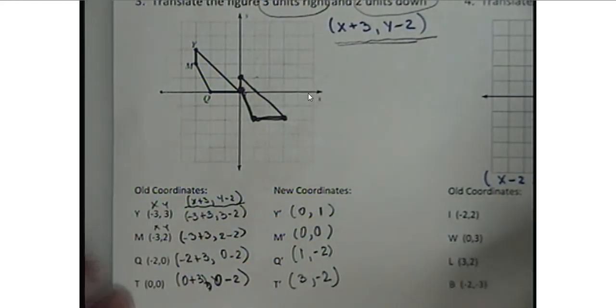So that is when we're doing translation, you just need to figure out the rule. Once you have the rule, you substitute the coordinates and solve the examples. Let's take a look at another example.